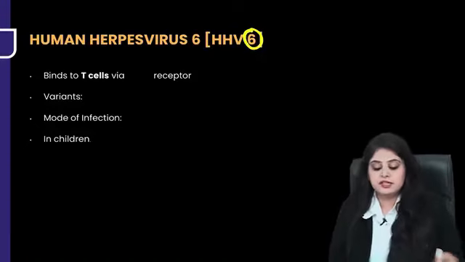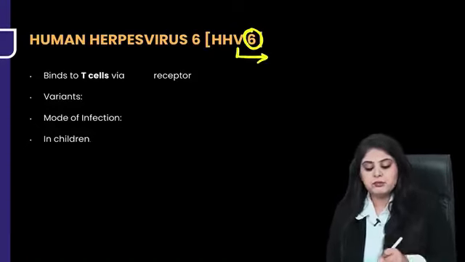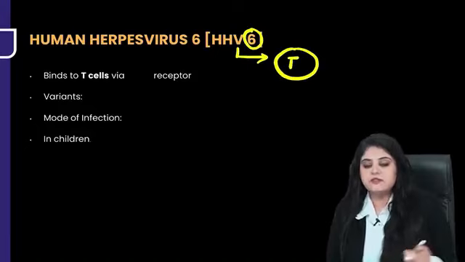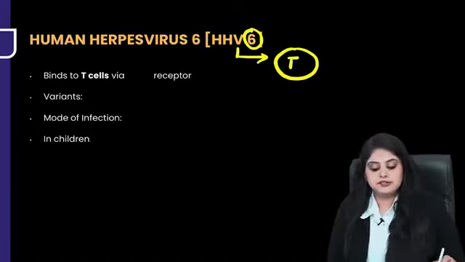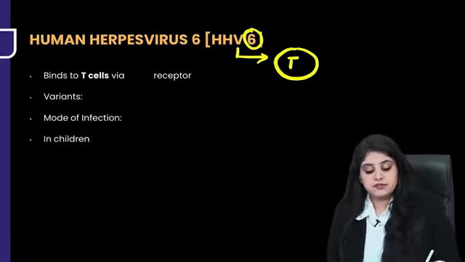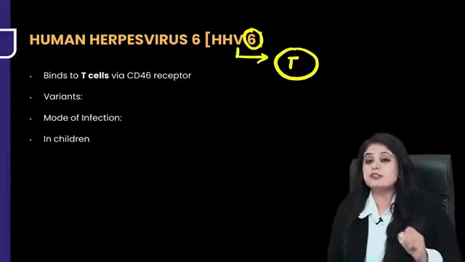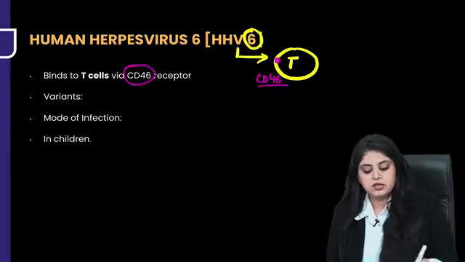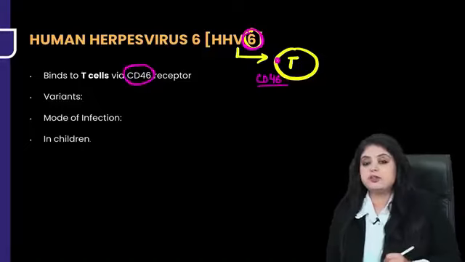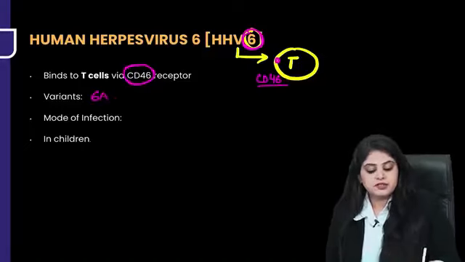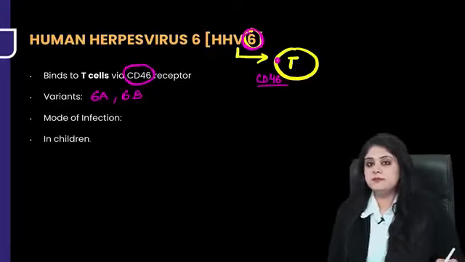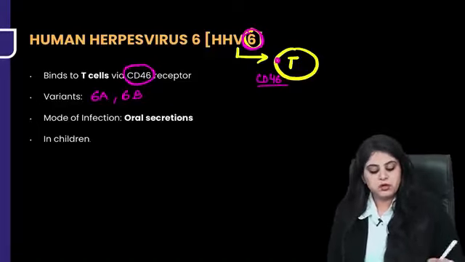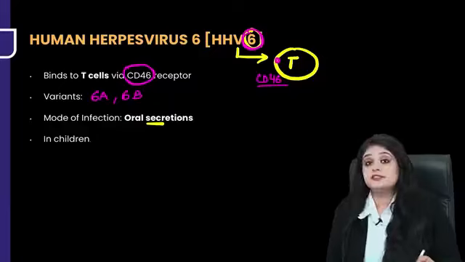So for example, if this is human herpes virus 6, which cells of the body will it go to? It will go to the T cells. Via which receptor? CD46. Everything will come around 6 over here. So remember that it is going to go to the T cells via CD46. So human herpes virus 6 goes to the T cells via CD46. It has two variants, that is 6A and 6B. That is also simple. The mode of infection is 6 secretions.